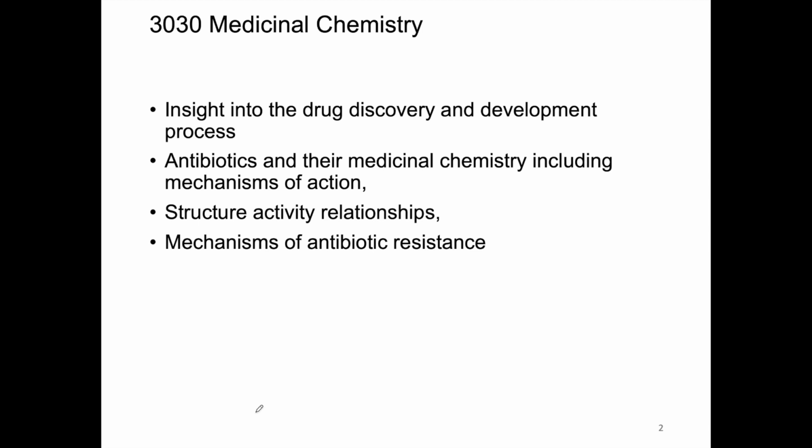So in today's materials, we're going to cover two broad topics: insight into the drug discovery and development process, and then antibiotics, mechanisms of action, structure-activity relationships, and antibiotic resistance. Okay, so those are the two things. So the first is a very different series of materials to which you are used to me speaking about.